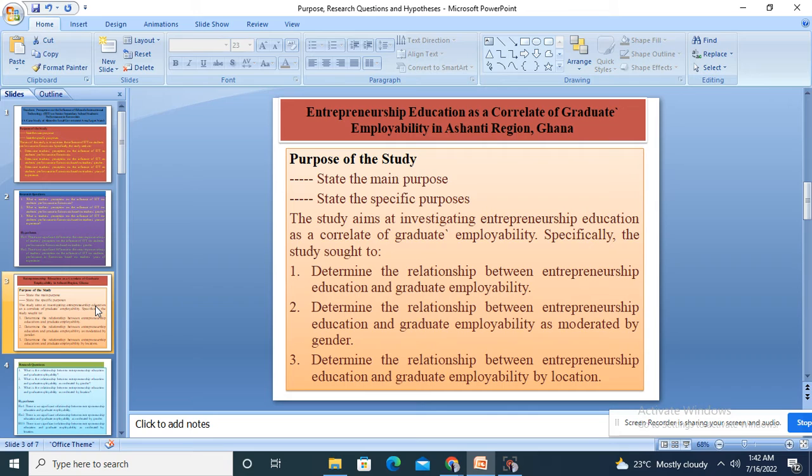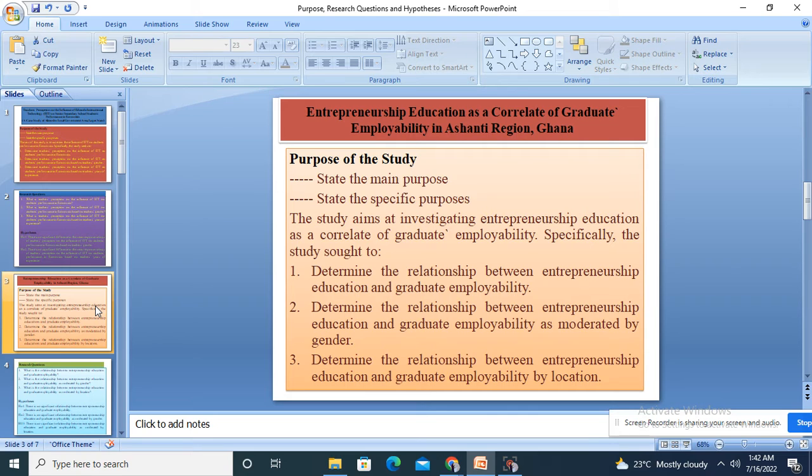Purpose of the study. How do we do it? You still state the main purpose and the specific purposes. The first thing is the main purpose. The study aims at investigating entrepreneurship education as a correlate of graduate employability. Specifically, the study sought to, now I'm using it in form of past tense, that you have already done your chapter 1 to 3 successfully. Then you are writing your 4 and 5. You have to go and change all your present tense back to what? Past tense.